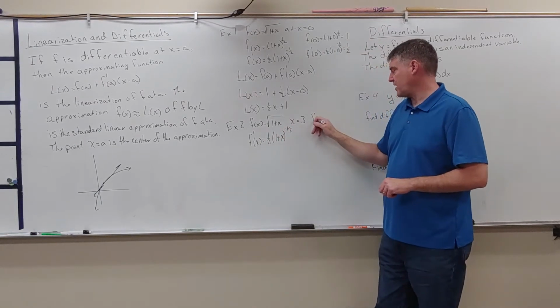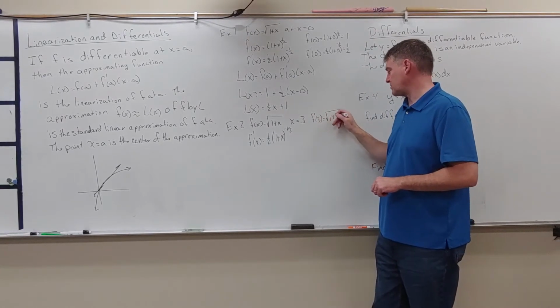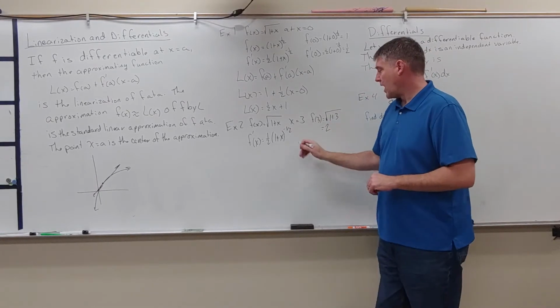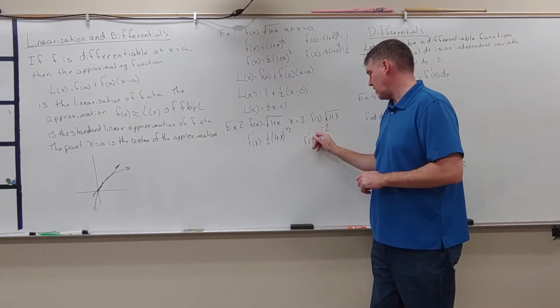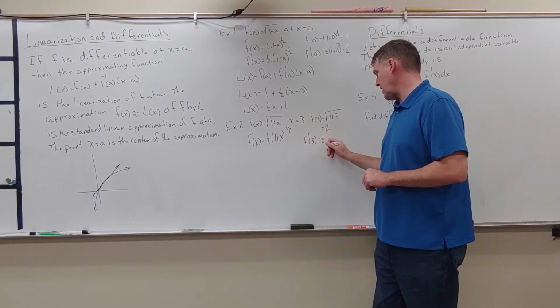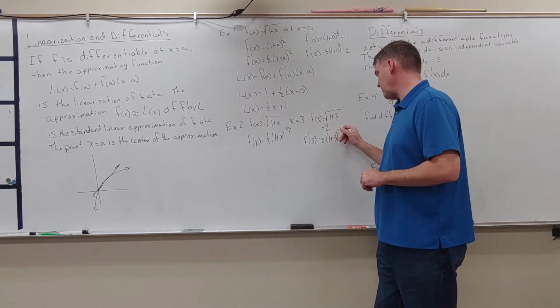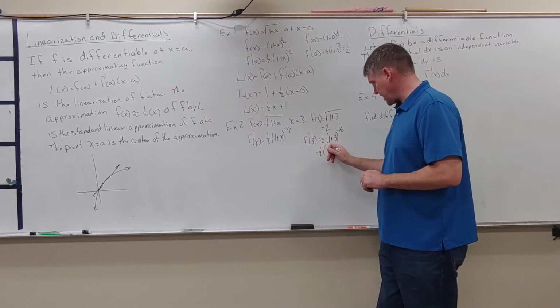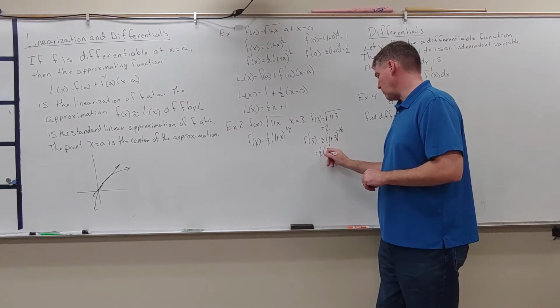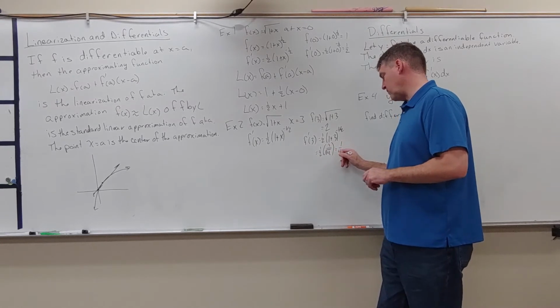Well, I need to find f of 3 up here, so that gives me the square root of 1 plus 3, which is 2. Okay, that's good. I need the plugins. I need f prime at 3 also. So I get 1/2 times (1 plus 3) to the negative 1/2. So that's 1/2 times 1 over the square root of 4, which is also 2, so that's 1/4.